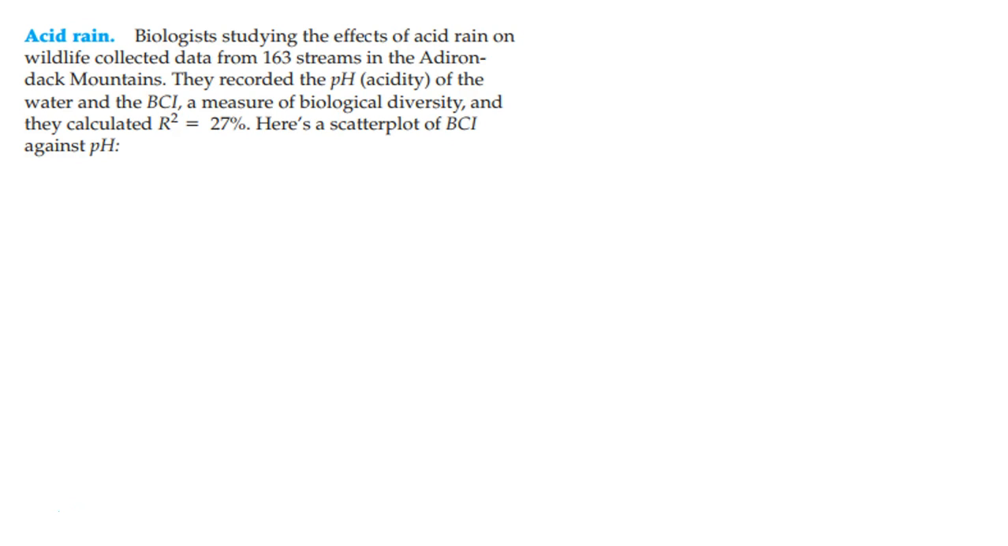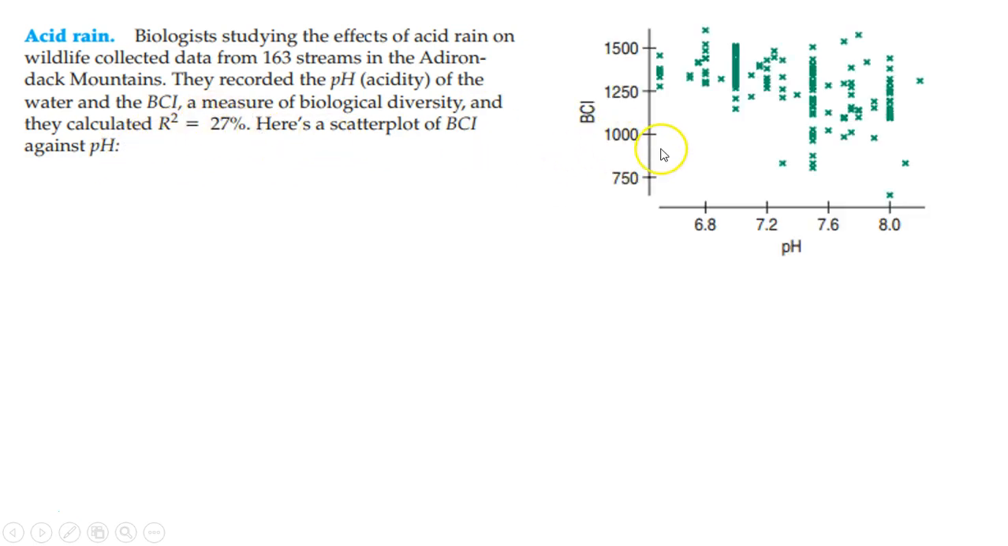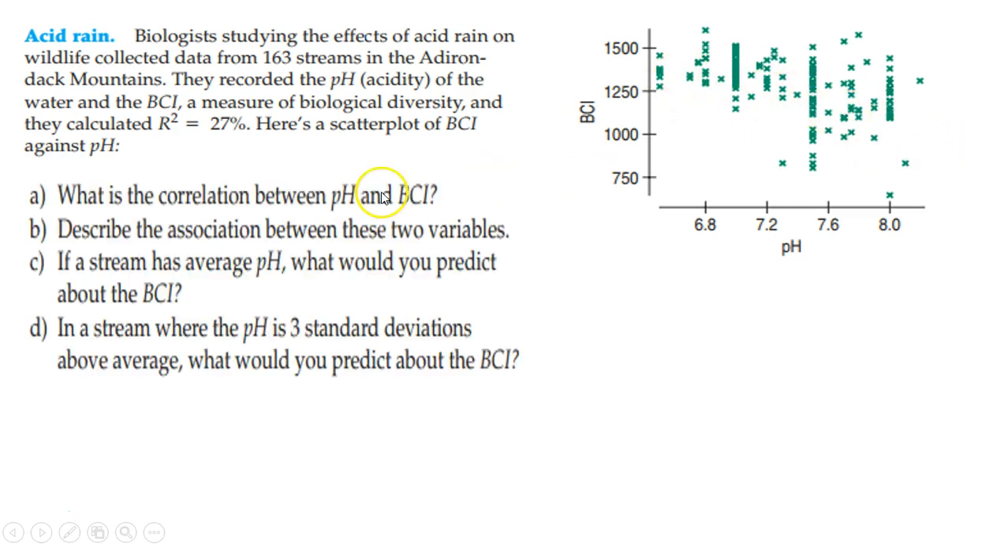In Unit 2, it says biologists studying the effects of acid rain on wildlife collected data from 163 streams in the Adirondack Mountains, and they recorded the pH of the water and the BCI, a measure of biological diversity, and then they calculated the R squared, and here's a scatter plot. So they're giving you the scatter plot, right? Pattern-wise, I don't know if there's a pattern per se, but for the most part it appears to be going down. It does appear negative, right?